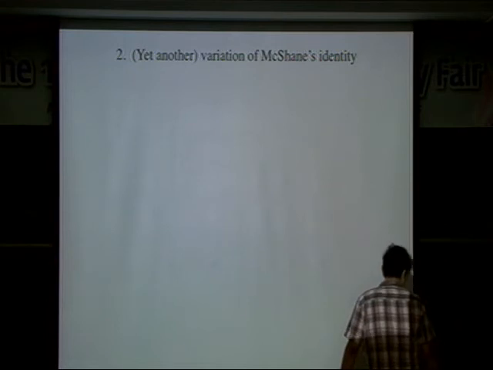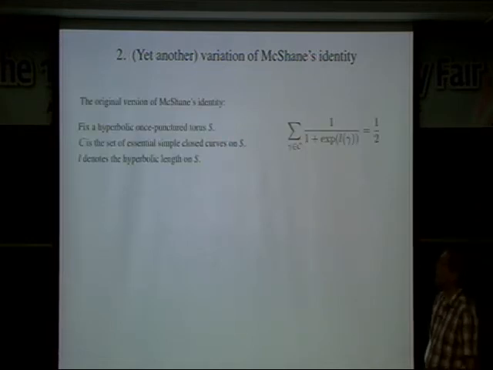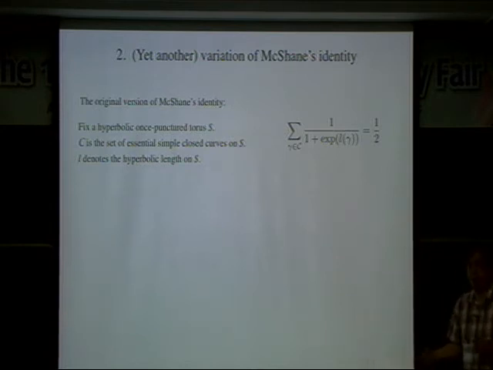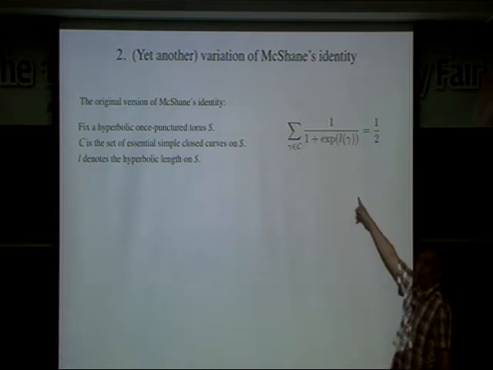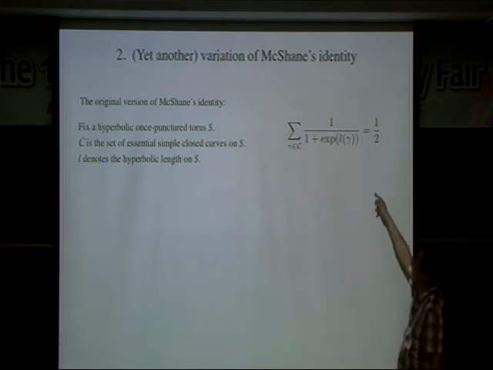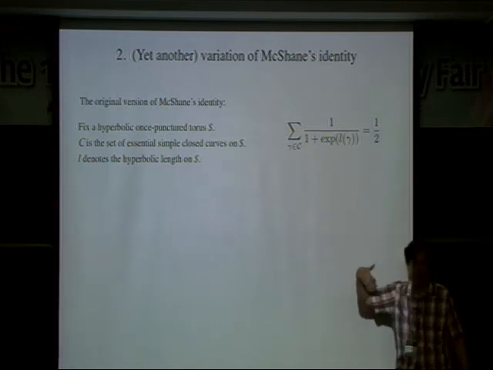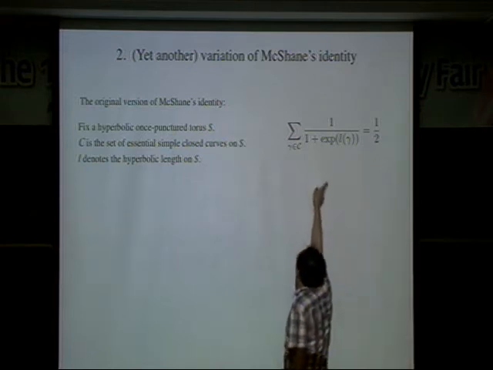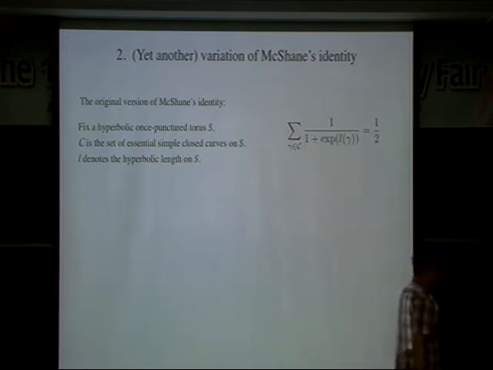And the second project is a variation of McShane's identity. So McShane's identity is something like this. You have a once-punctured torus, and you put the hyperbolic metric there. Then you get such an identity, proved by McShane. So if you sum up 1 over 1 plus the exponential of the length of any curve, and sum up these fractions, you get 1/2.